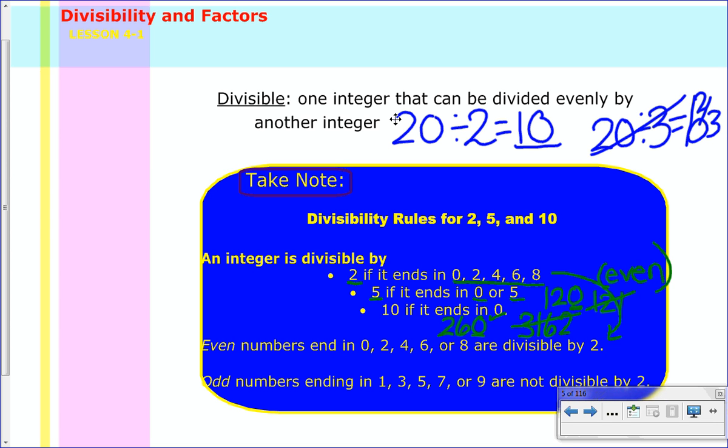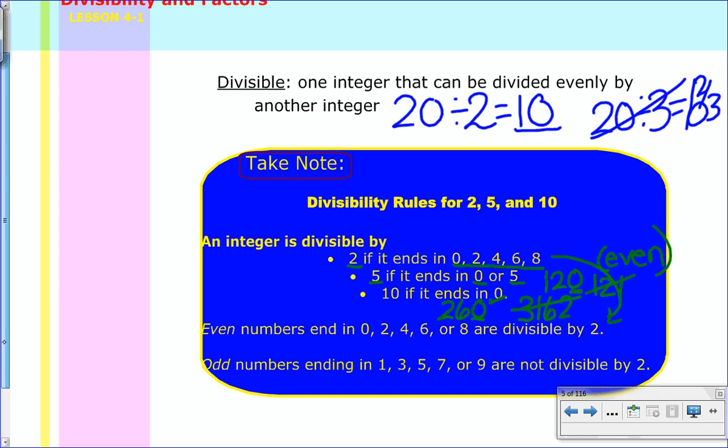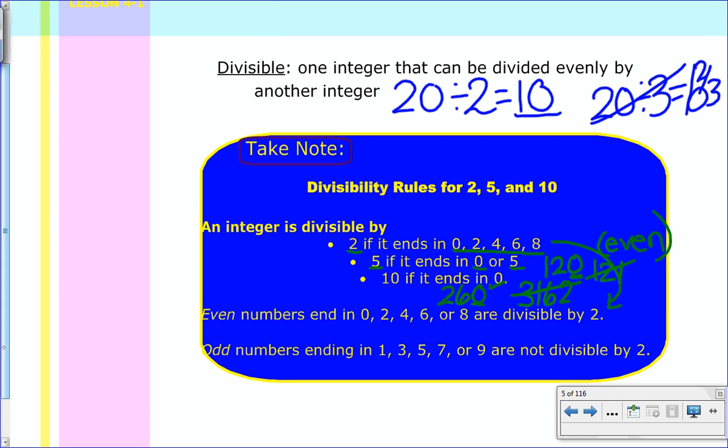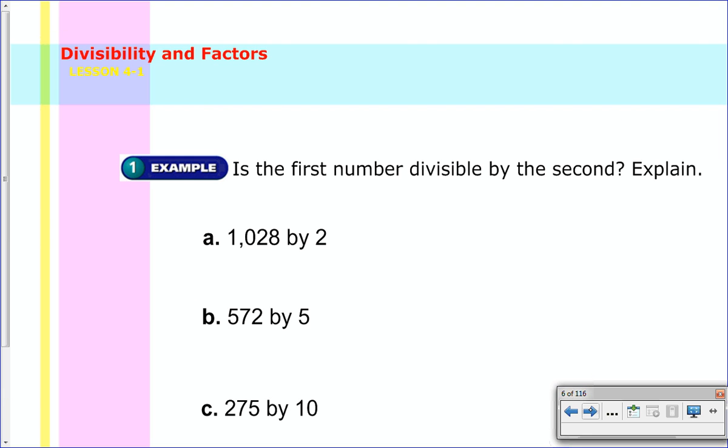And then at the bottom, we just have a few general things to keep in mind. An even number is when it ends in 0, 2, 4, 6, or 8. And an odd number is when it ends in a 1, 3, 5, 7, or 9. So it's not divisible by 2.